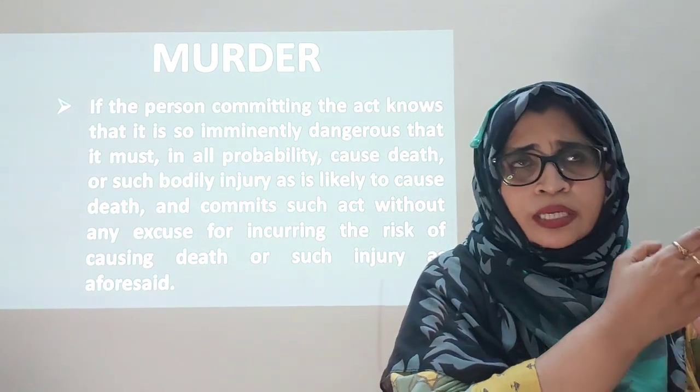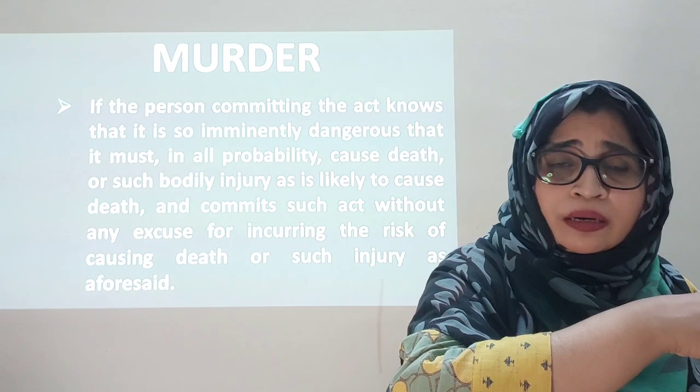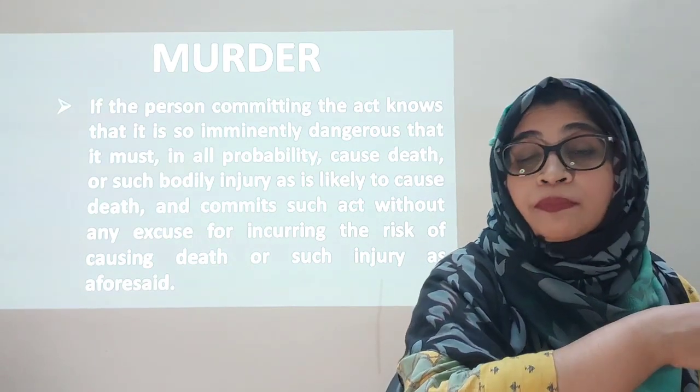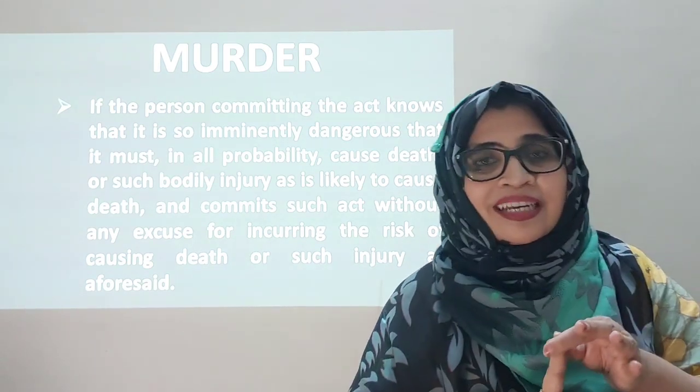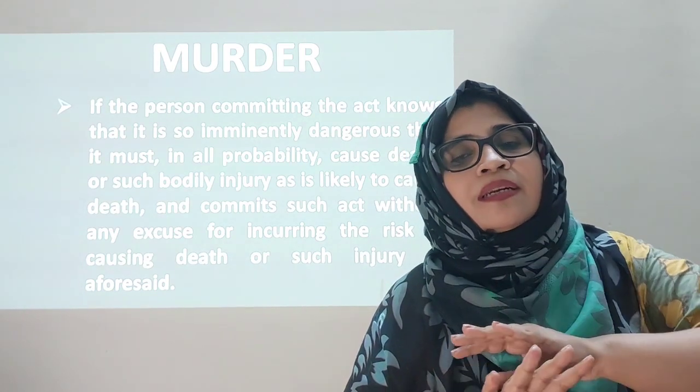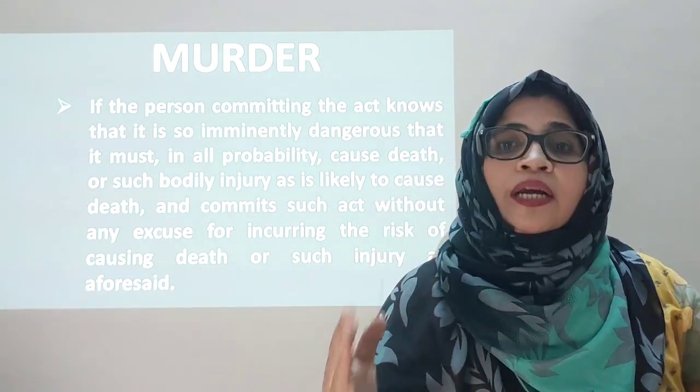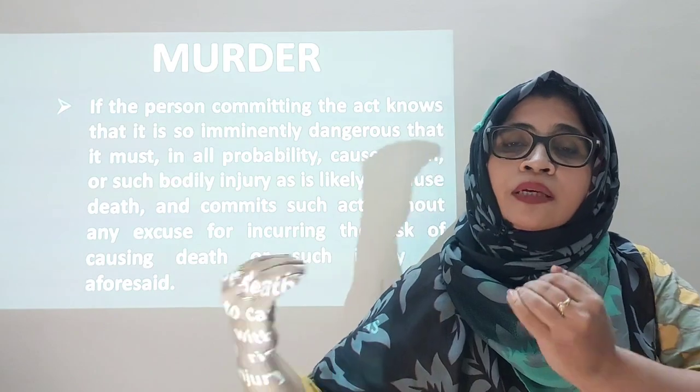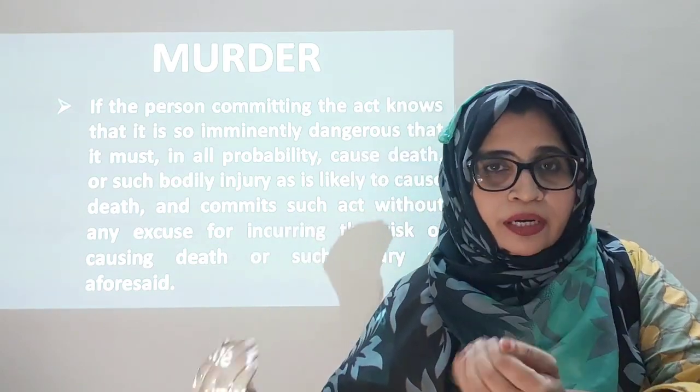In 299, as I said, the person does not have that much knowledge about whether the other person will die or not. But here in Section 300, the person definitely has complete knowledge that the other person, the victim, will definitely die. Okay.